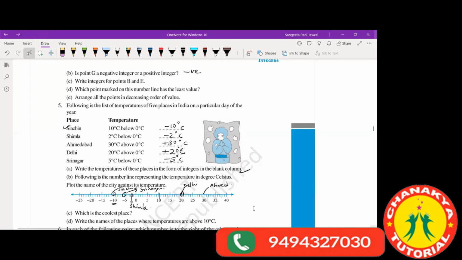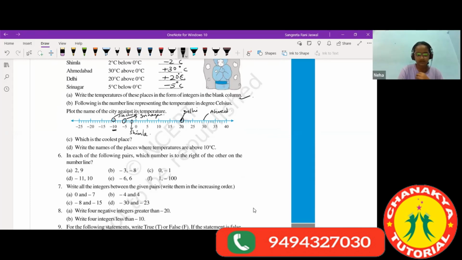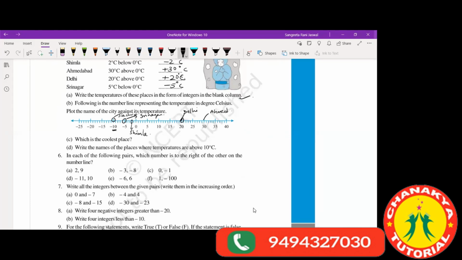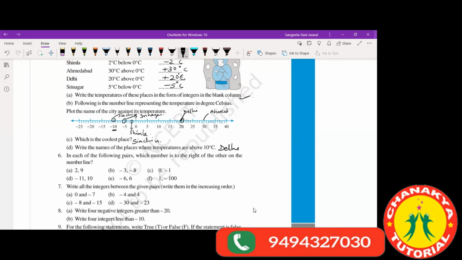Which is the coolest place? Now tell me which is the coolest place. Neha will tell me. Neha, which is the coolest place? Coolest means where the temperature was the lowest. Ma'am, Siachen. Siachen was the lowest, so -10 degrees. Okay. Next, write the names of places where temperatures are above 10 degrees. Bhavesh, where the temperature is above 10 degrees. Ahmedabad and Delhi. Very nice. So it's Delhi and Ahmedabad. Okay, good.